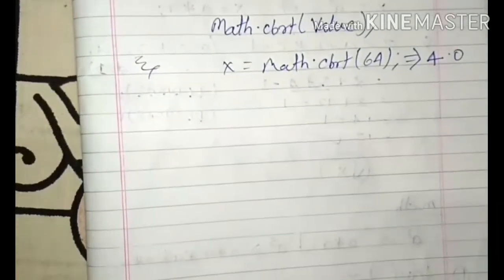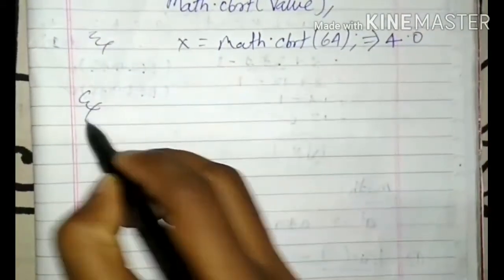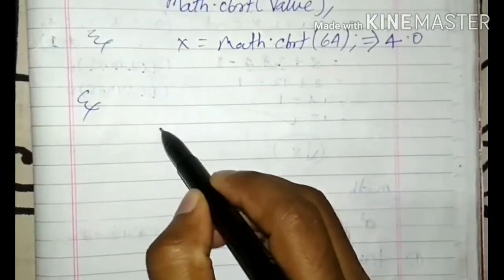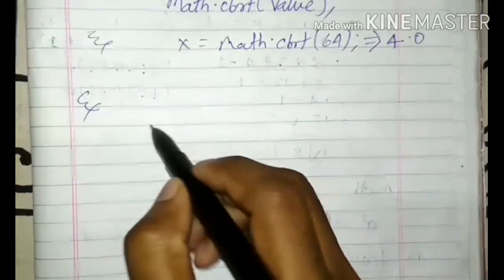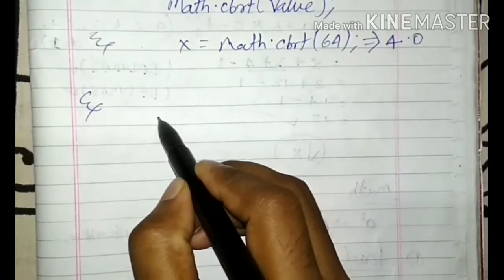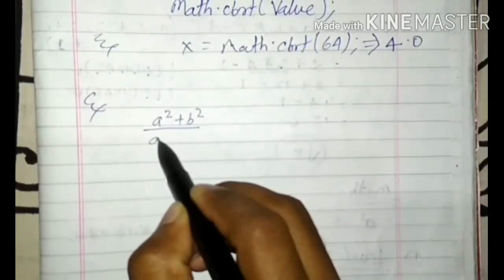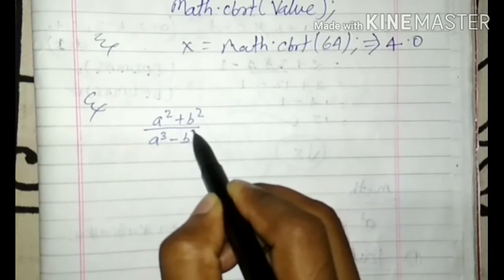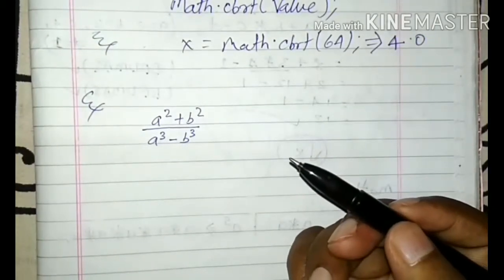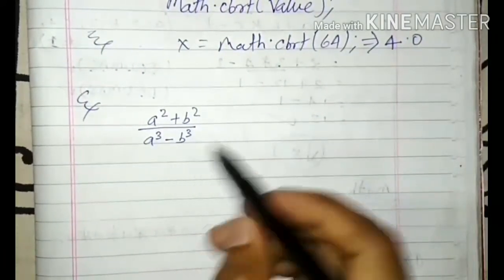The point: how can we use these three methods in our expression? For example, suppose there is an expression, a very famous expression. Suppose I want to convert it. I am writing here a square plus b square divided by a cube minus b cube. This is a mathematical expression and we want to convert this expression into Java. Okay, how can we convert this?